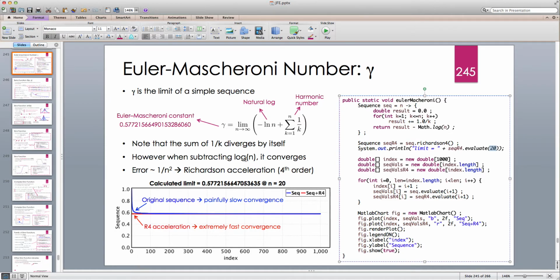I mean, it's not exactly 20 terms, because when we do Richardson fourth order, we evaluate at n plus 1, 2, 3, and 4. So at max, we need to evaluate 25 terms of this sum, right? Which is not that much. So let's head to Eclipse and try to actually look at the result.